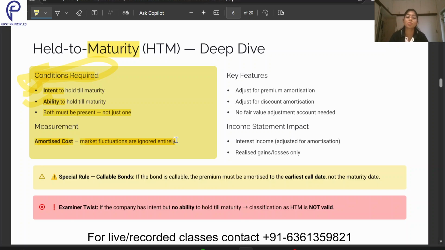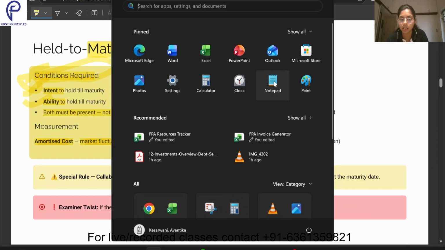Amortized cost means the cost at which you purchased that security is the cost at which you record it, so that if there is any increase or decrease in the value of that particular security, you ignore it and do not account for it.